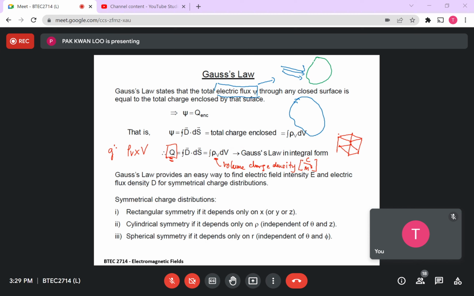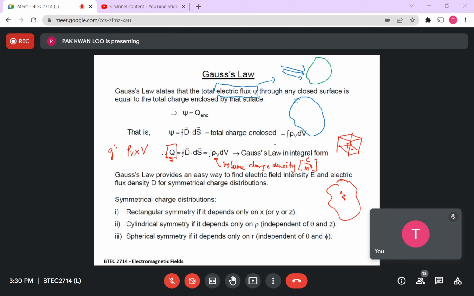I can have an arbitrary volume like this. Let's say inside there's a charge, some kind of charge density. We haven't really known what the charge distribution is, and therefore we have to come up with a general representation for Q, which is the total charge.